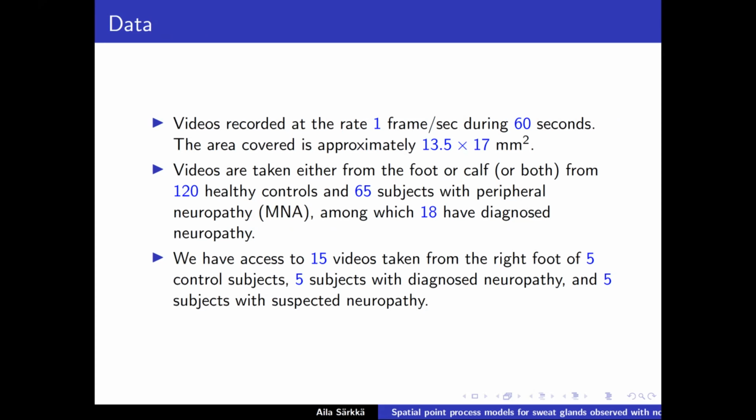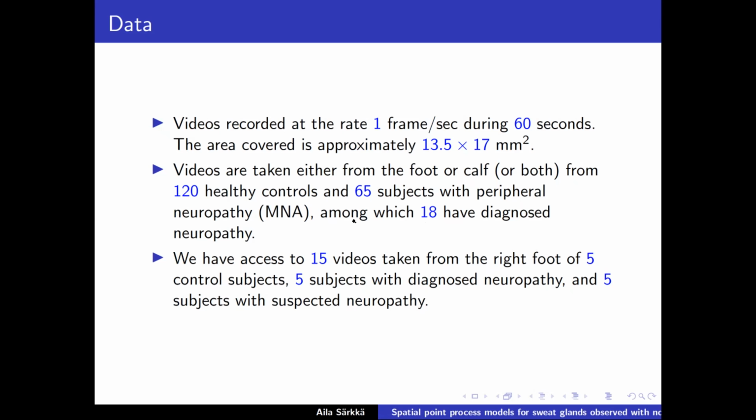They take these videos from different body parts. In this case, it was foot and calf, sometimes both. Altogether they have done this for 120 healthy controls, and then 65 patients suffering from peripheral neuropathy. Some of them had a diagnosis, so 18 out of the 65 had a diagnosed neuropathy, and the rest had a suspected neuropathy. And here they don't know the cause. There were chemotherapy patients, diabetic patients, so everybody was in the same group.